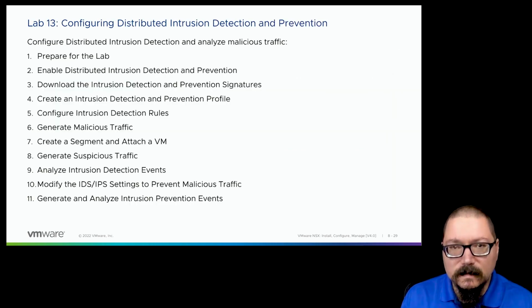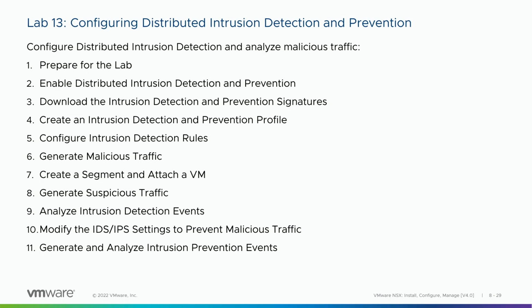Now, here we have a lab. This is a pretty big lab because we're going to play with intrusion detection and prevention. So there's a lot of stuff we've got to set up, right? We're going to turn this on. We're going to make sure our signatures get set up. We're going to create a profile and configure some rules, and then we'll generate some traffic, some malicious traffic.